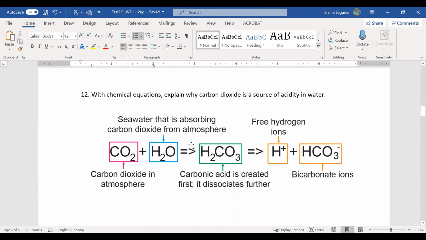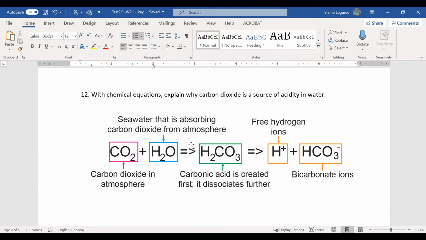Okay, number 12. So I was really just looking for this equation here. What happens when you mix carbon dioxide and water? You get carbonic acid. So if you just gave me the equation, I didn't give you the full mark for that. I wanted you to say something about carbonic acid being produced, or give me further chemical equations. Okay, when it doesn't say just give the chemical equations, it does say explain. So make sure that you do that.